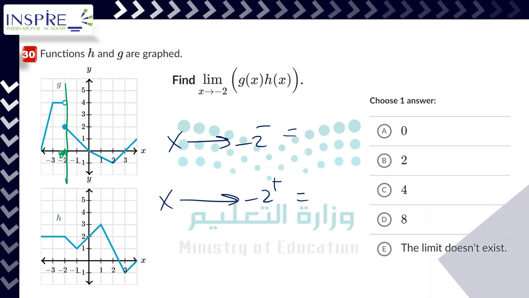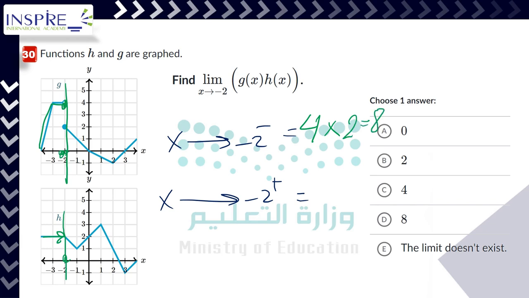Draw a line, get it from the negative side here. It's 4. So g here is 4 times... Let's check h. I'm sorry for the line. Don't have any rulers here. Okay, get from the left, it will be 2. So it's 4 times 2, which is equal to 8.